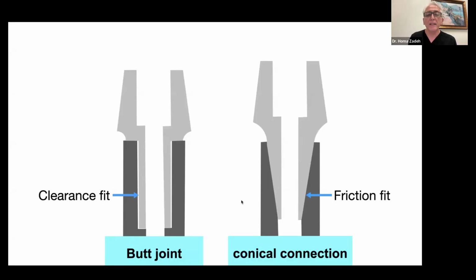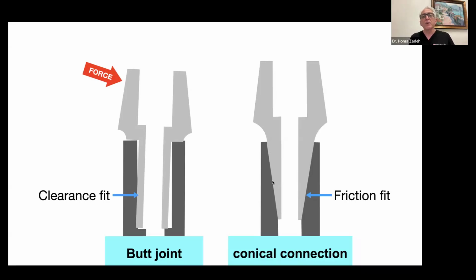The other thing is that when you apply load to the butt joints, you can displace that abutment, and that could open up a gap to allow the bacteria to come in, versus when you have a friction fit connection, there is no joint that opens up. If you think of it, when you stack some glasses together after washing them, it's going to be very hard to pry them apart because you have that cone in cone connection.